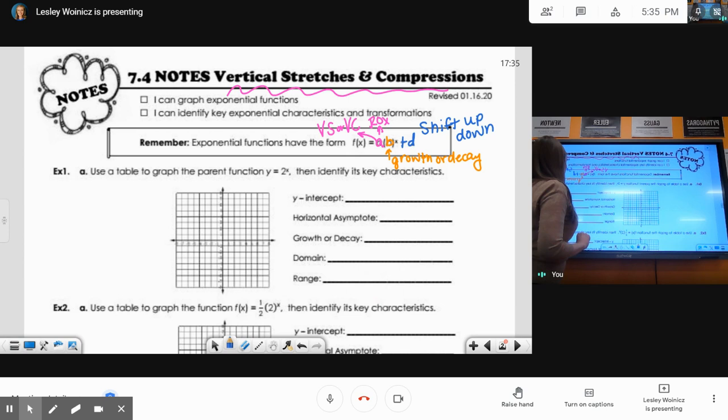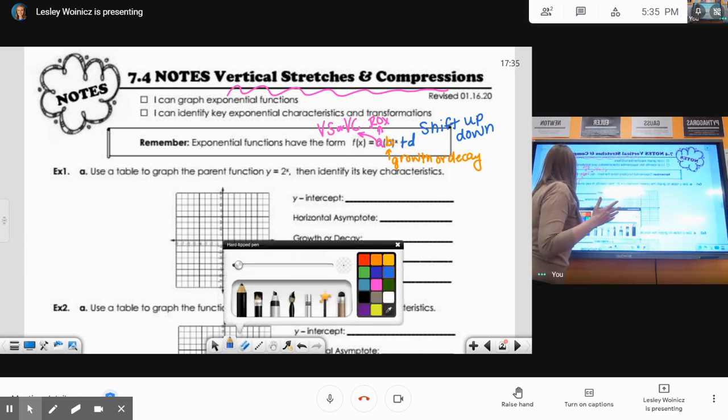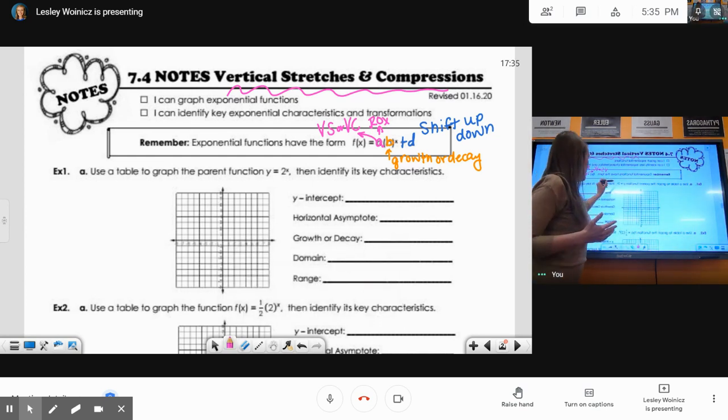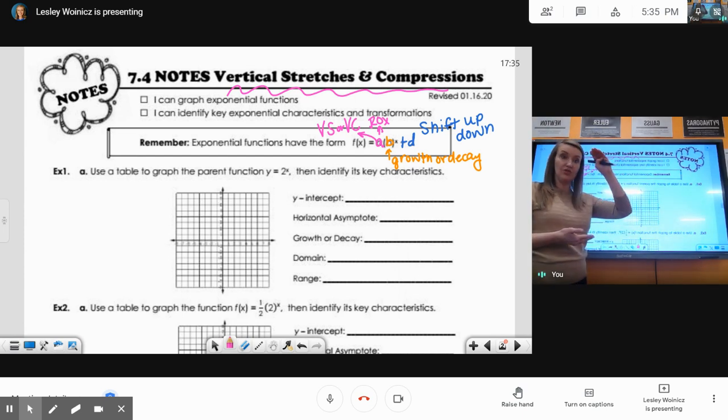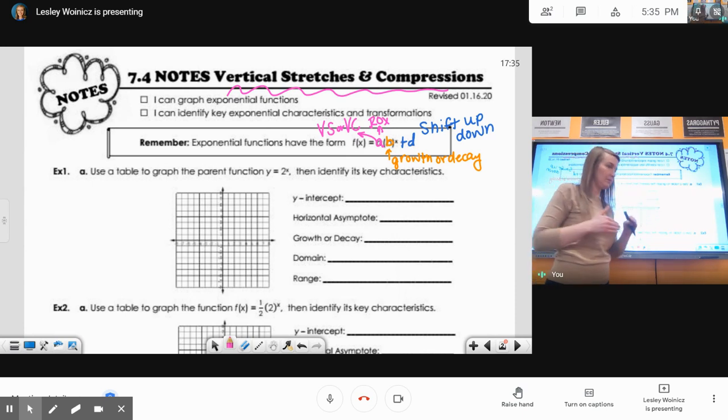So we've talked about rocks, we've talked about growth and decay, we've talked about shifting up and down. So today we're really talking about stretching and compressing vertically. The first thing we're going to do is graph this parent function and identify its key characteristics, and then we're going to compress it and we're going to stretch it and we're going to compare the characteristics one from another.